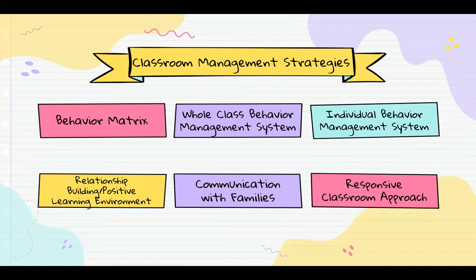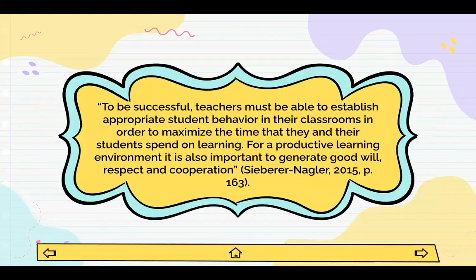The 6 classroom management strategies I will be covering in today's presentation are how to implement a behavior matrix, and I will be providing an example of a behavior matrix used currently at the school I teach at, Longfellow Elementary. I will also be going over the importance and specific examples of whole class and individual behavior management systems used in elementary grade levels, as well as the importance of relationship building, providing a positive learning environment, how effective communication with families benefits teachers and students, and lastly, utilizing a responsive classroom approach.